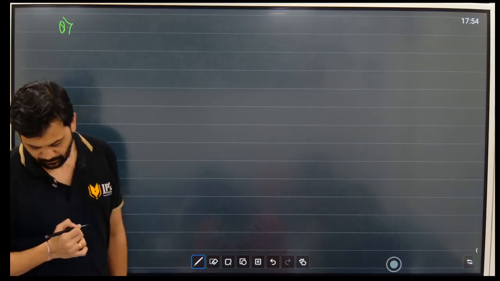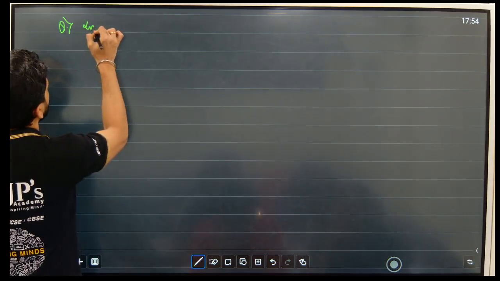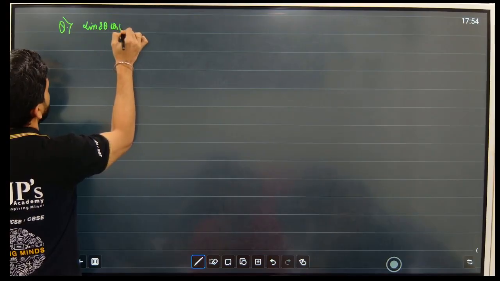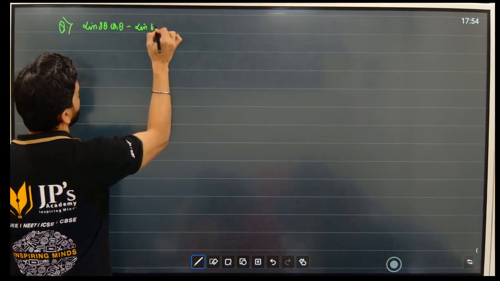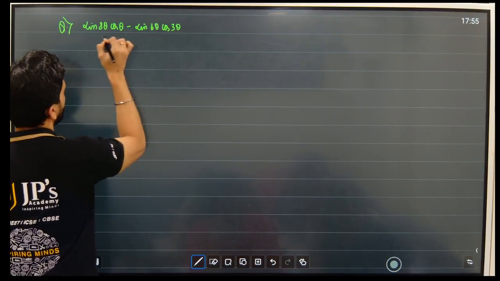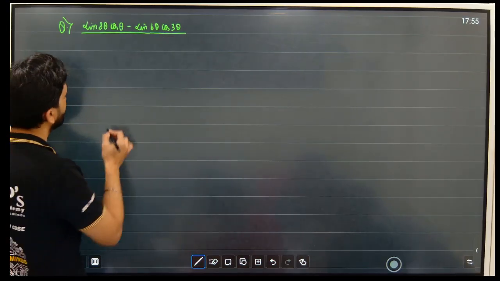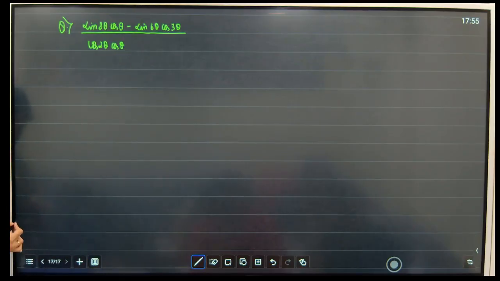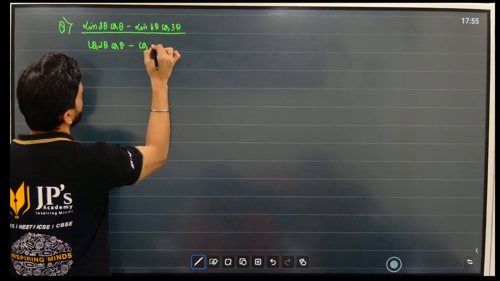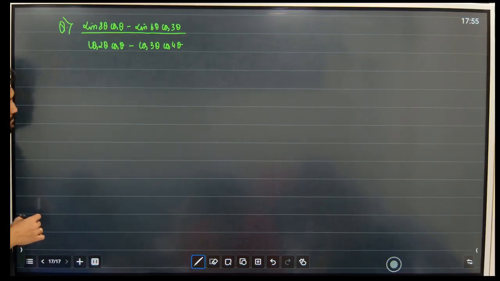Chalo. Last question for the day. Sine 8 theta cos theta minus sine 6 theta cos 3 theta, the whole upon cos 2 theta cos theta minus cos 3 theta cos 4 theta. Okay, this is the question.